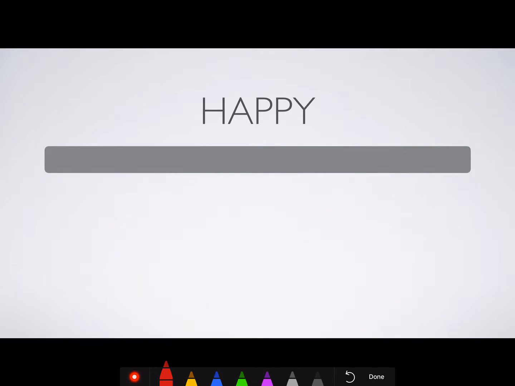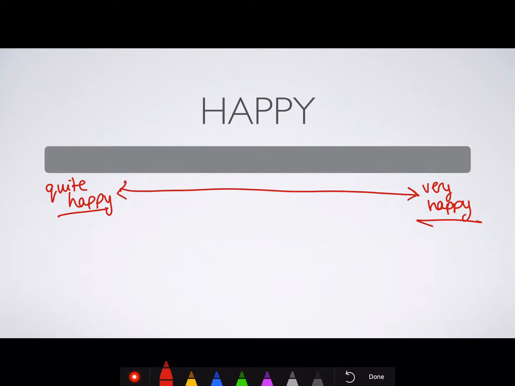In terms of the exam, you need to think about the precise meaning that you are conveying. And the word happy isn't precise because quite happy makes sense and very happy makes sense. So when you're communicating, we don't know if you mean this one, if you mean this one, or if you mean anything in between. And there's lots of words that we will use in everyday language that are not precise.